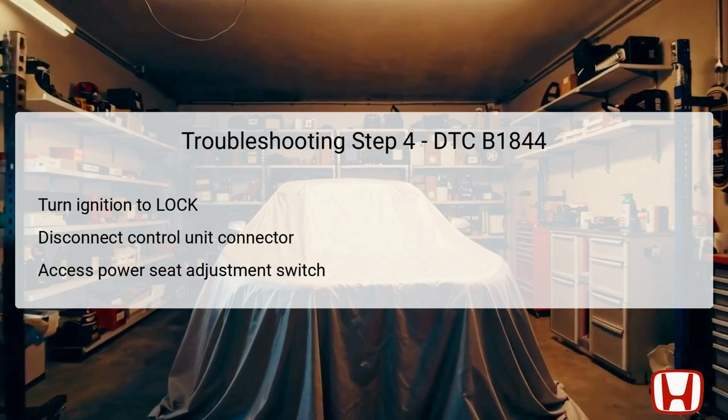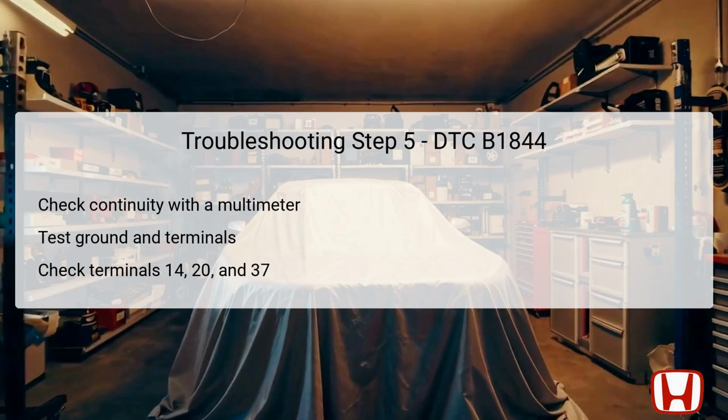Next, disconnect the power seat control unit connector B, which is a 40-pin connector, to isolate the control unit from the wiring harness and slide switch. Following this, also disconnect the 12-pin connector from the power seat adjustment switch. This step is essential for diagnosing continuity issues and establishing whether faults exist within the wiring or the components themselves. Proper disconnections ensure that the testing can be performed safely with minimal risk of causing further malfunctions.